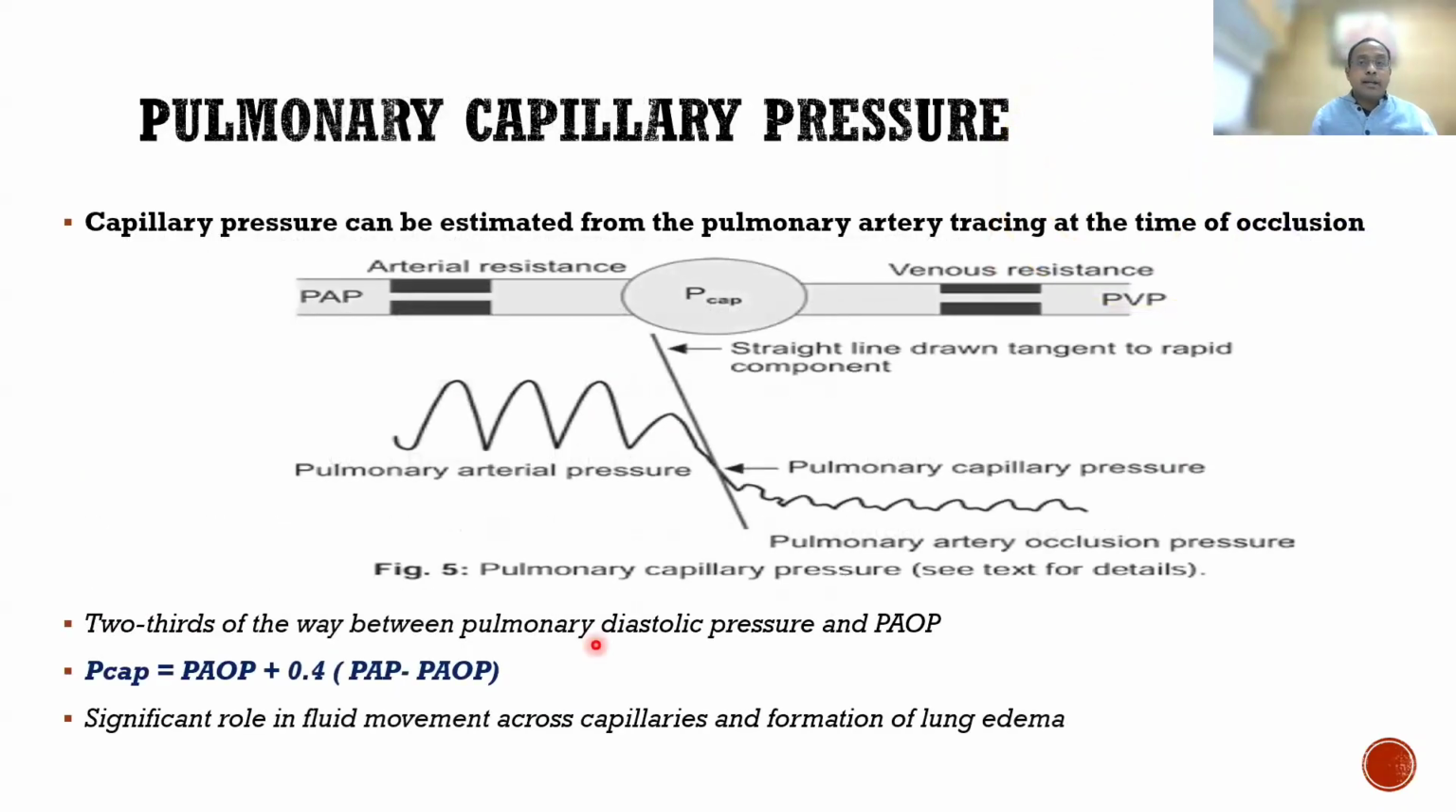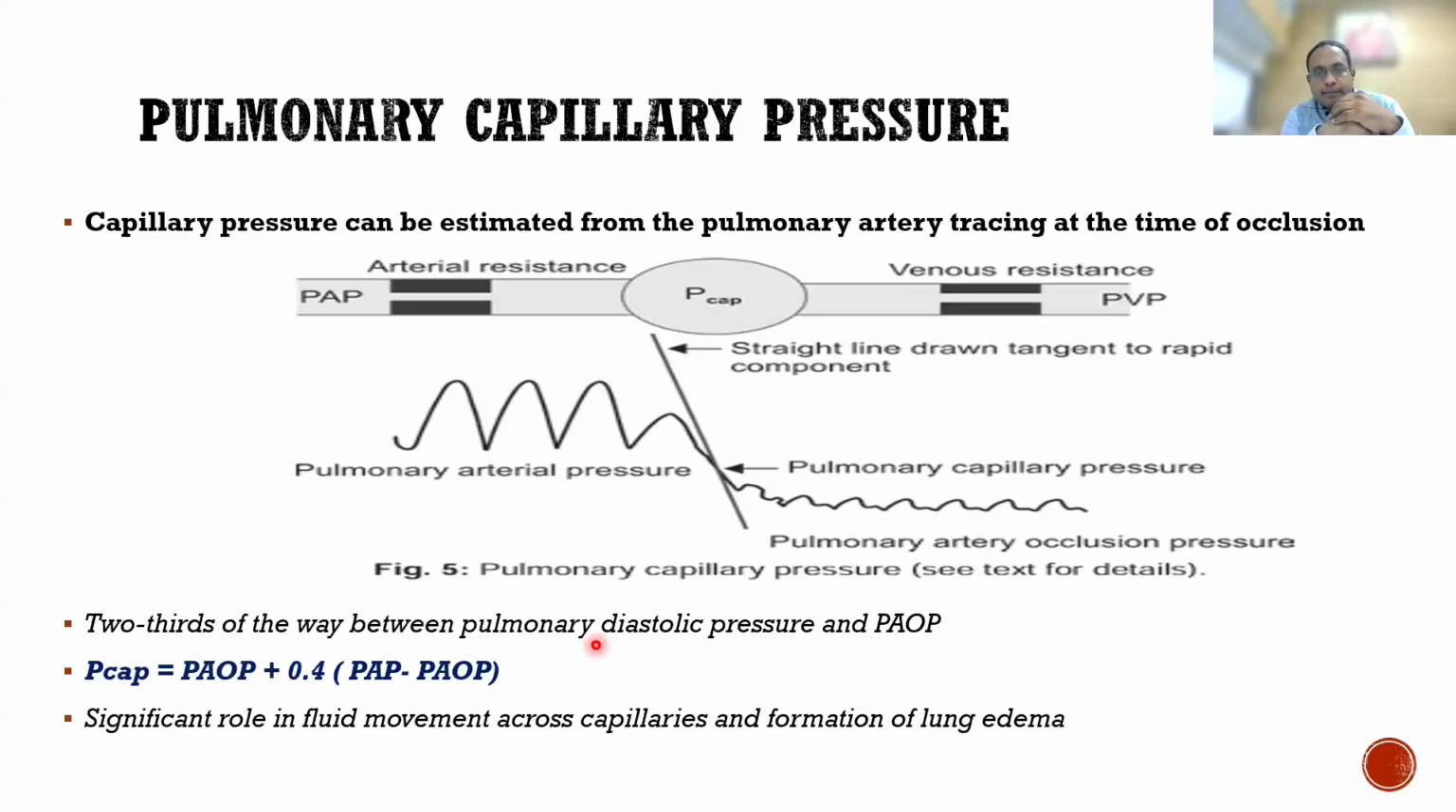Then there is the pulmonary capillary pressure. This is different from the pulmonary artery effluent pressure. This is pulmonary capillary pressure, the pressure inside the capillaries of the pulmonary circulation. And capillary pressure was also estimated from the pulmonary artery catheter only.